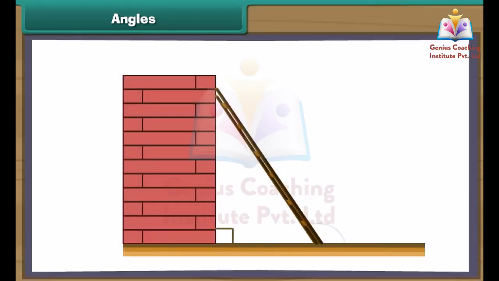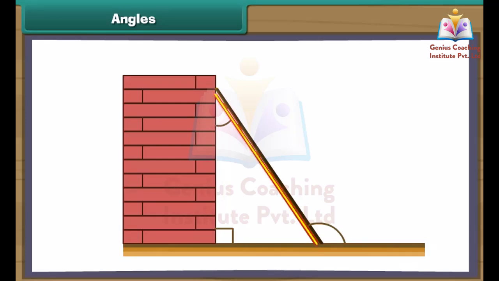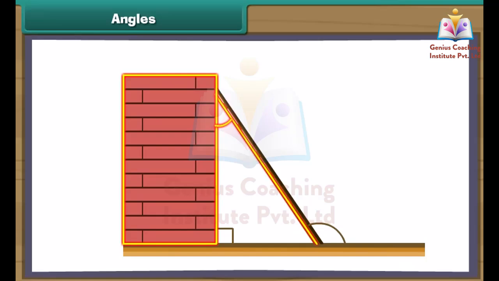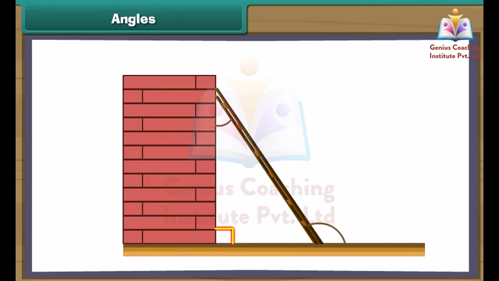Look at this scene. In this, a ladder is standing with the wall. Let us look at 3 angles. First, the angle which the wall makes with the ground. Second, the angle which the ladder makes with the wall. Third, the angle which the ladder makes with the ground. Let us begin with the angle that the wall makes with the ground.